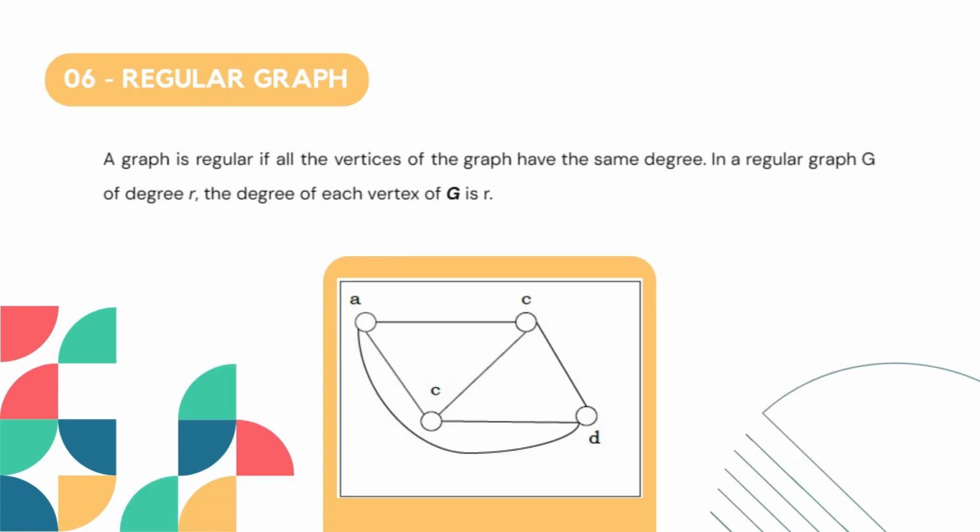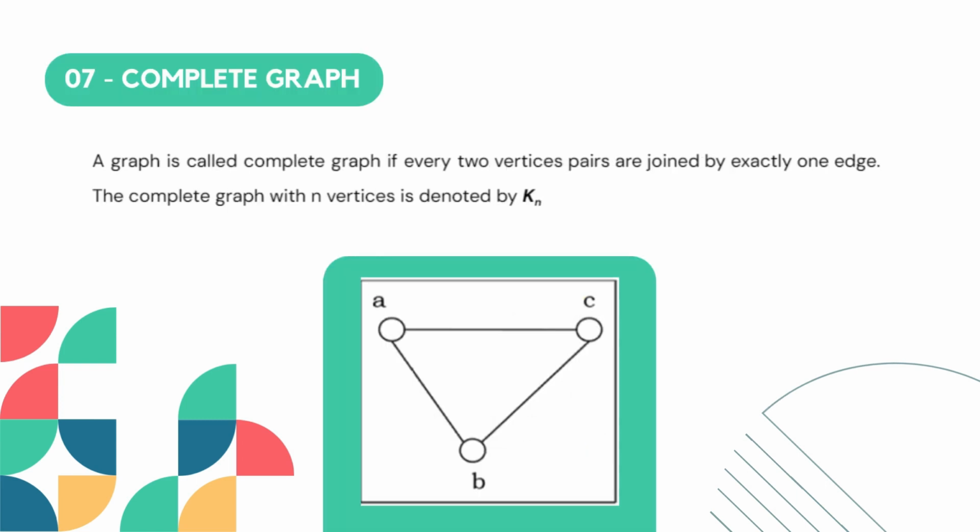The sixth one is regular graph. A graph is regular if all the vertices of the graph have the same degree. In a regular graph G of degree r, the degree of each vertex of G is r. The seventh one is complete graph. A graph is called a complete graph if every two vertex pairs are joined by exactly one edge. The complete graph with n vertices is denoted by Kn.